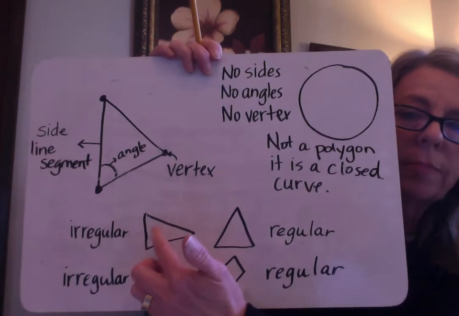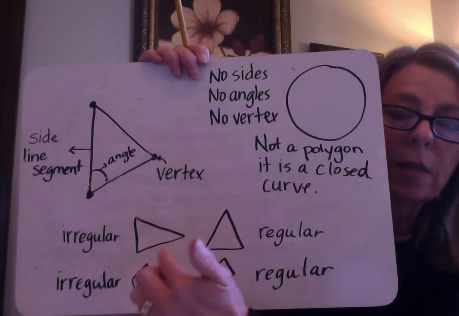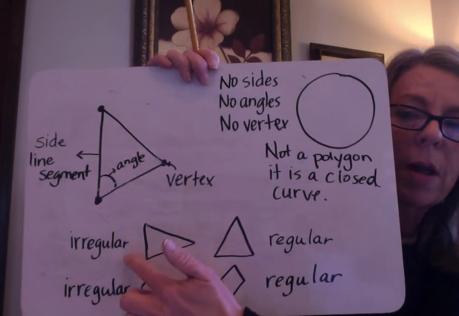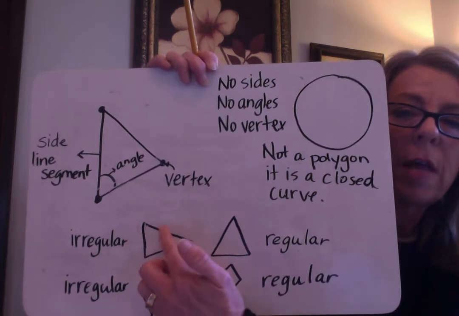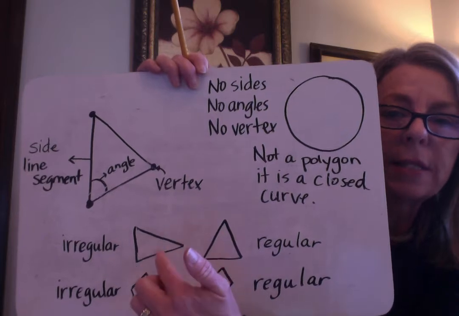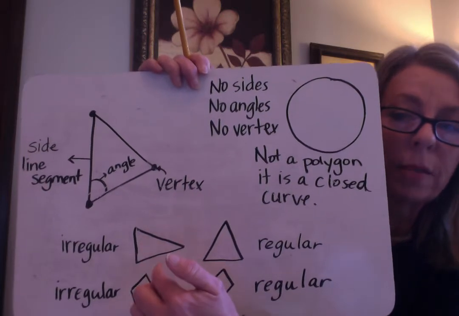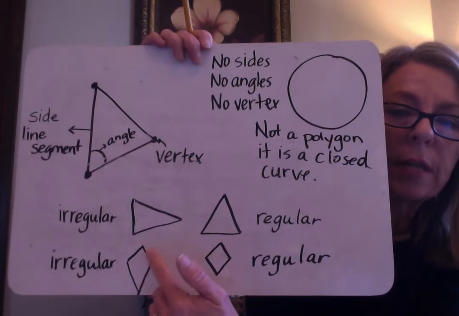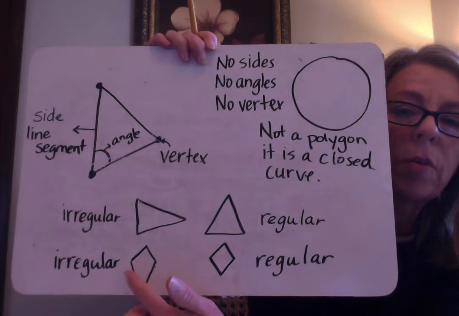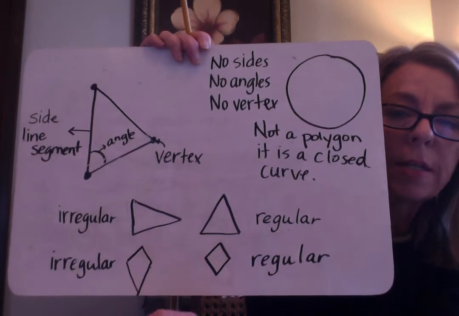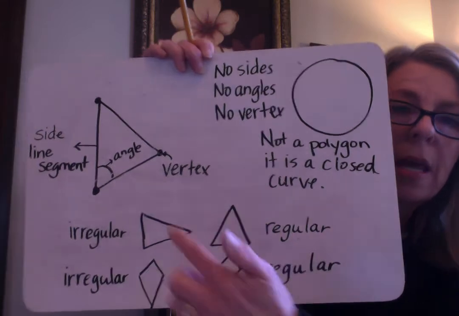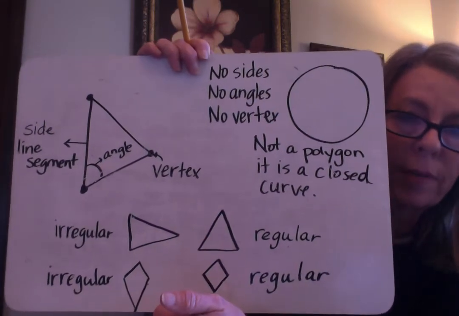Now look at this triangle. Still a polygon because it's still a closed figure with many sides, right? So it's still a polygon, but we're calling this an irregular triangle because look at how this line segment is much different than these 2 line segments. So we call that irregular. Okay, here's another quadrilateral. It has 4 sides, still a polygon, but we call it an irregular quadrilateral because the sides are different lengths. Okay, so regular means the sides are all the same length. Irregular means the sides are different lengths.